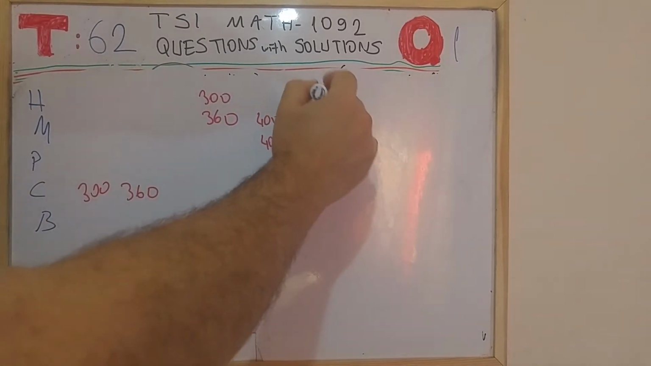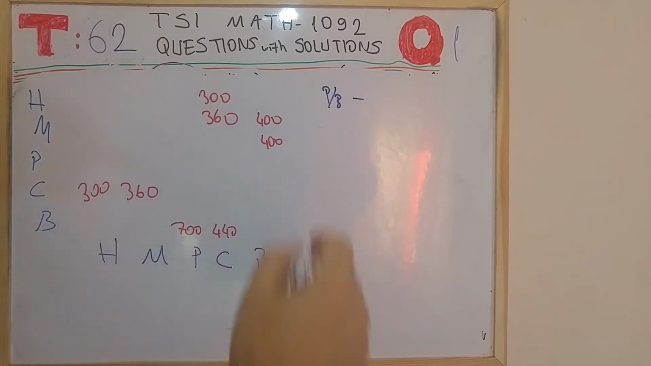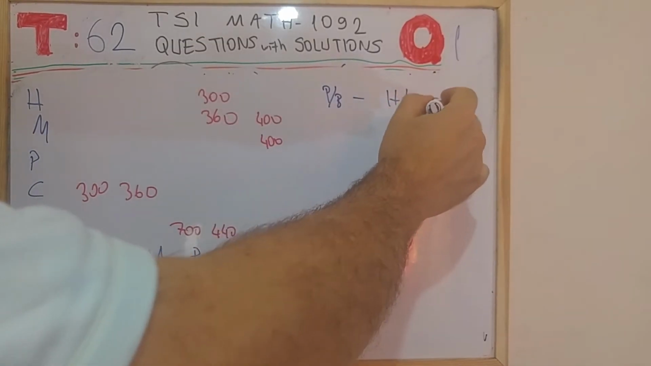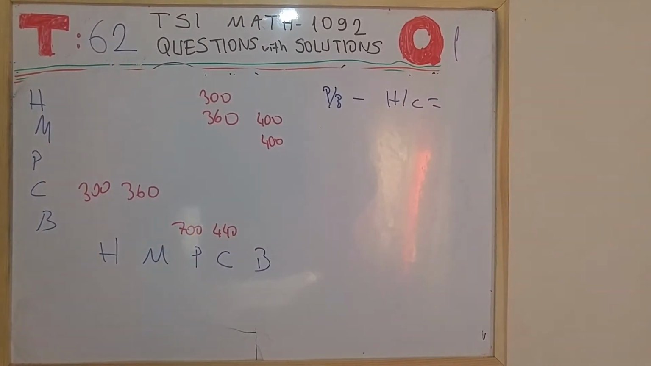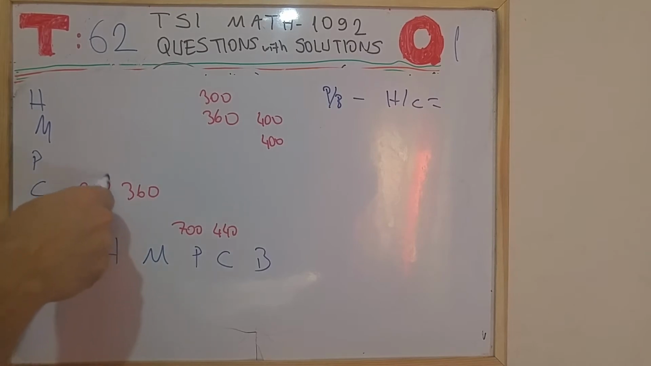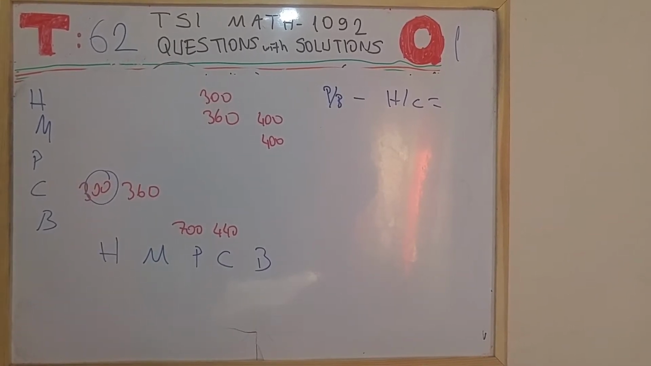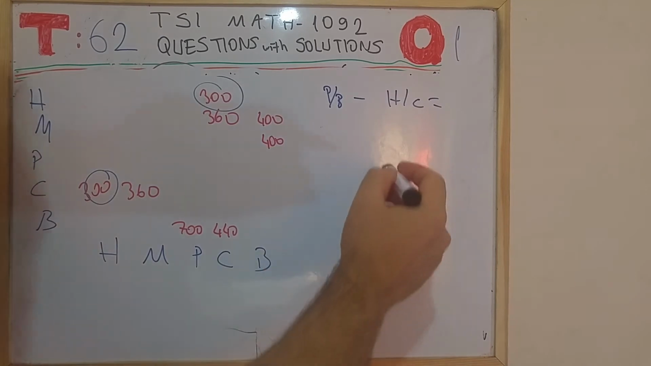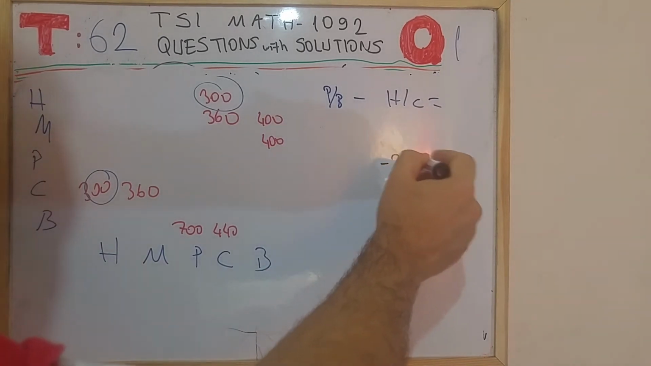Asked about the difference between physics, biology books and history, chemistry books. So let's find that out. History, chemistry books, we have 300 sold here, as you see. And even if you go from this side, it's going to be 300, so we have no doubt about that. So this is equal to minus 300.